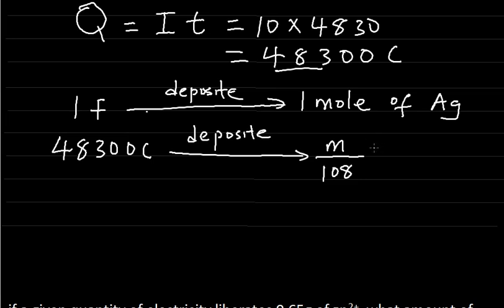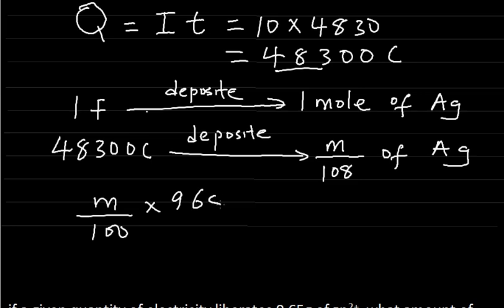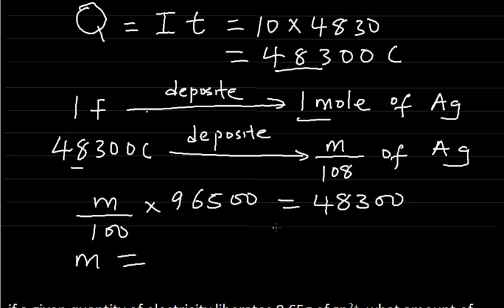So we now have m over 108 of silver. You know what we do? We cross multiply. So I'm going to have m over 108, then multiply by 1 Faraday. 1 Faraday, of course, is 96500, is equal to 48300, multiply by 1. So, of course, you know very well that for me to be able to find m, I have to cross multiply, then divide by this.